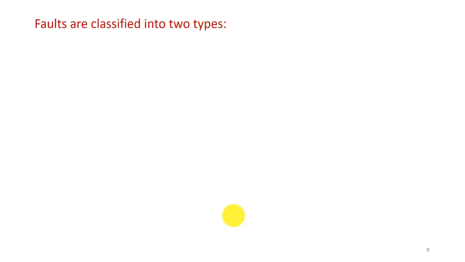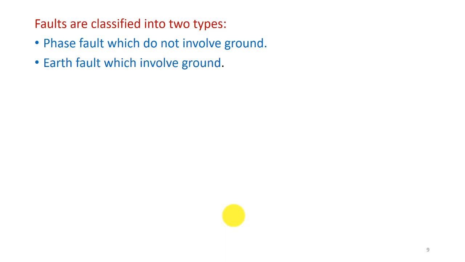Now we'll see that faults are classified into two types: phase faults, which don't involve ground, and earth faults, which involve ground. The phase faults are the three-phase fault, that is line to line to line fault, and the double line fault, which doesn't involve ground. Those are the phase faults. And the ground faults? All other remaining nine faults are ground faults.